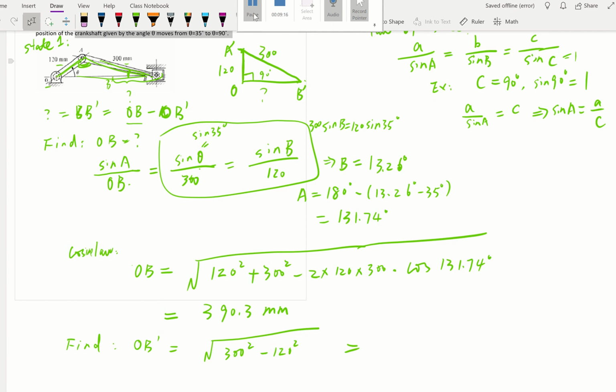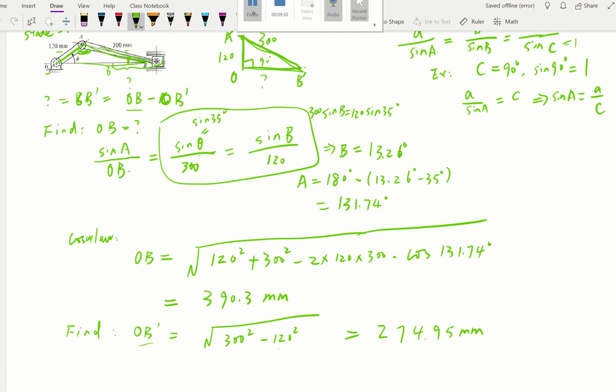Going back, remember we need to find OB prime. OB prime is going to be right here, and this is 90 degrees, so it's a right triangle. We can use the Pythagorean theorem directly: 300 squared minus 120 squared. And let's see what we have. So I have the answer as 274.95 millimeter. That's our OB prime.